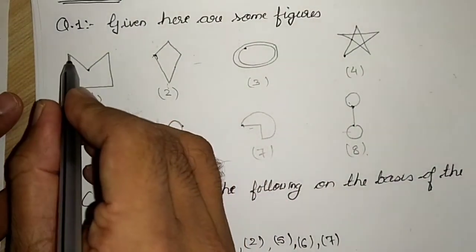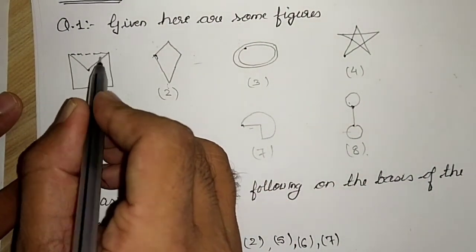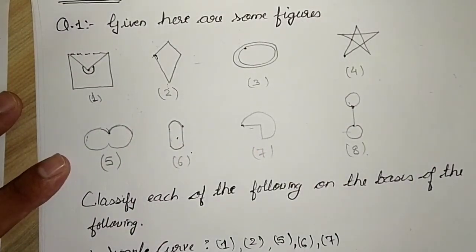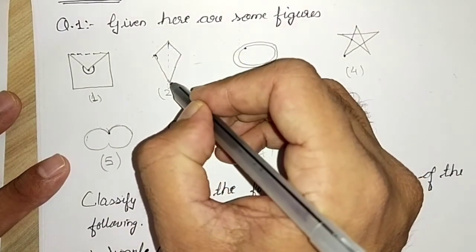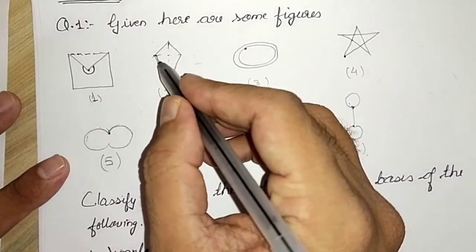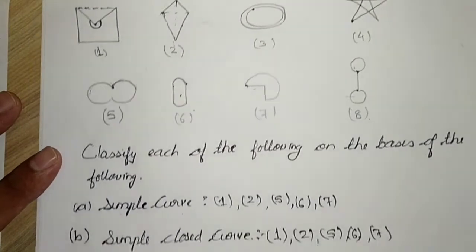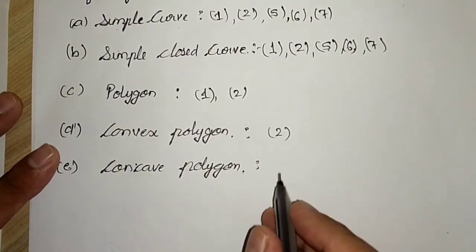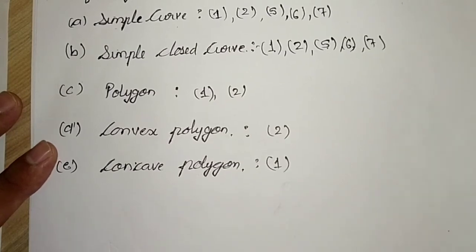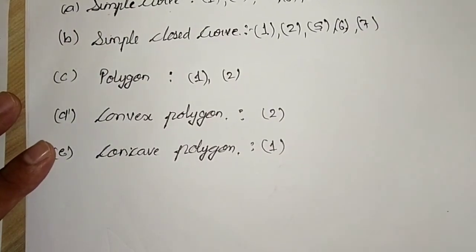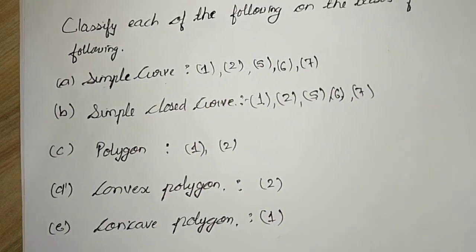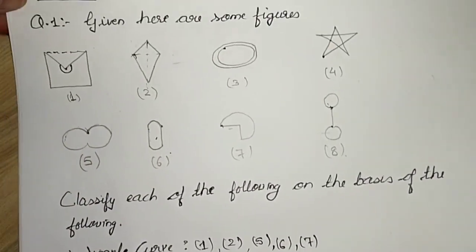Now convex: here you can see one of the diagonals is outside and here the angle is more than 180 degrees. Here all the diagonals are inside and all the interior angles are less than 180 degrees. So we will say convex is our figure 2 and figure 1 is our concave polygon. This is all in this question. Hope you have understood this question. If not, please go through it once more. Also go through the introductory lecture very well so that you can understand properly.